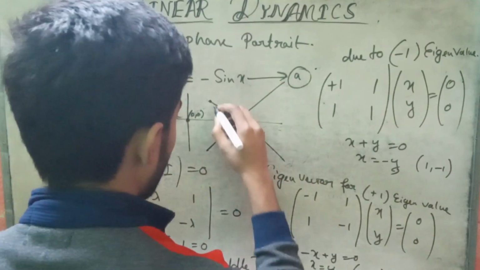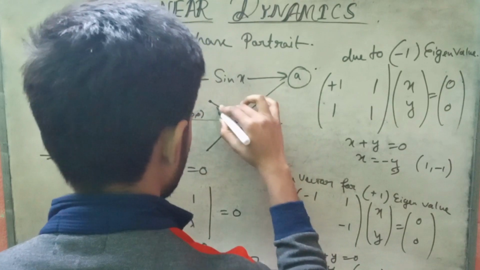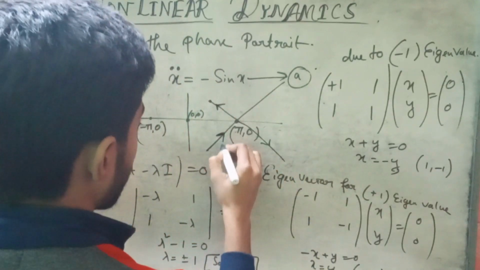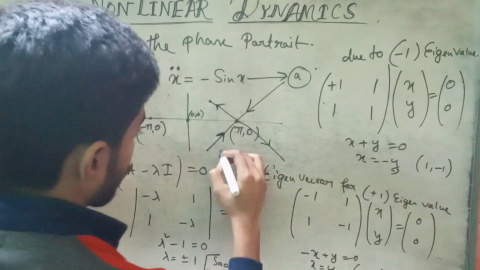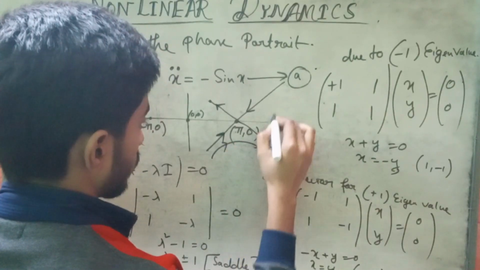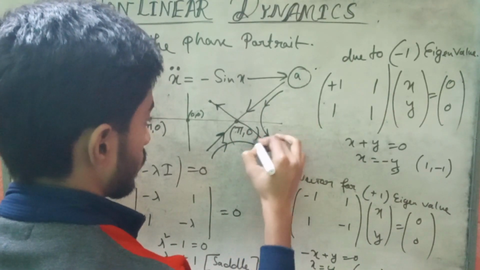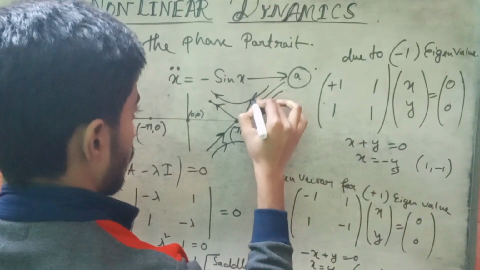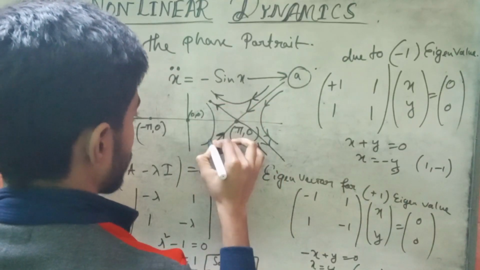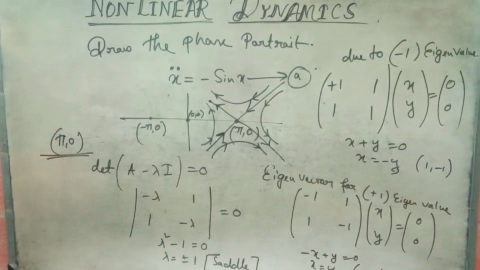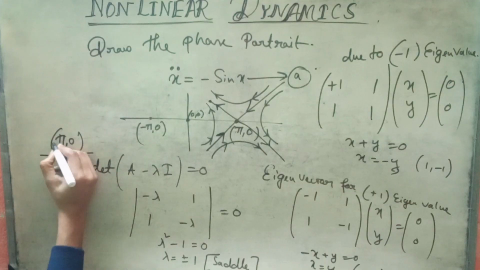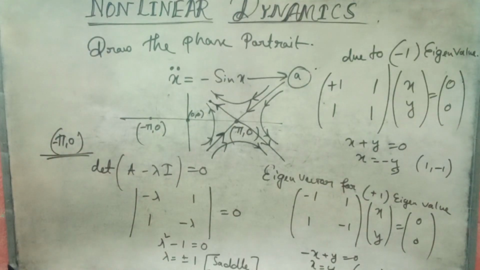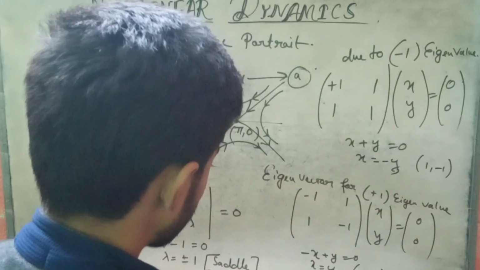So due to the positive eigenvalue, all system trajectories diverge. Due to the negative eigenvalue, all system trajectories converge. So this is the phase portrait. This is the phase portrait near the pi, 0 fixed point, right? Similarly, for the minus pi, 0 fixed point, this whole thing is the same as usual.